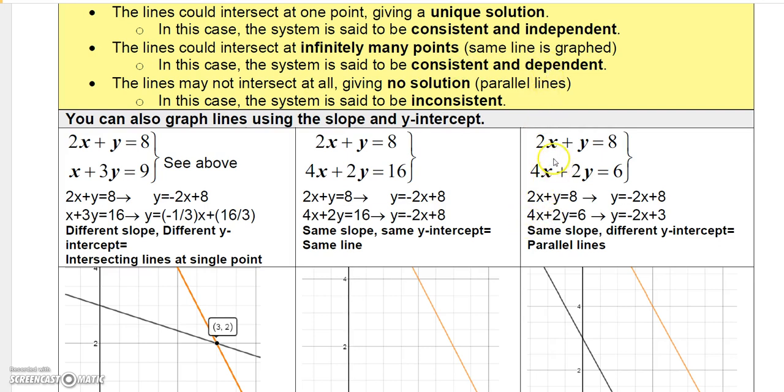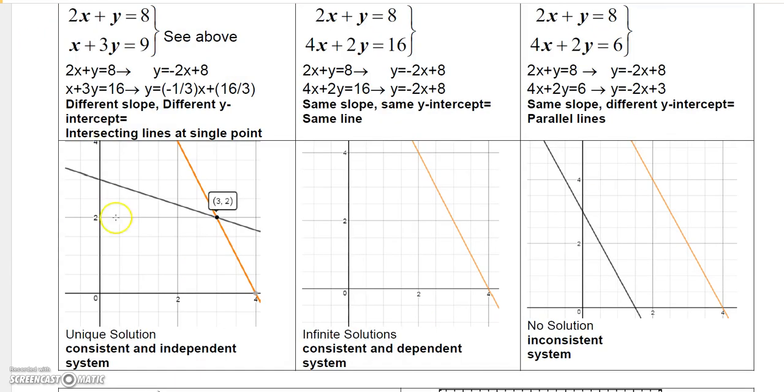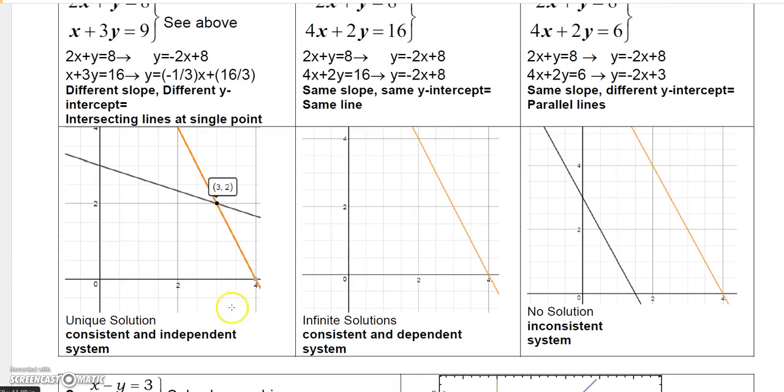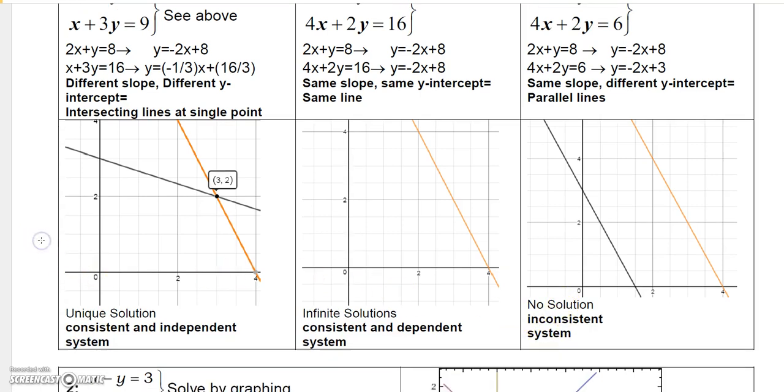The third case is that the two equations might represent parallel lines, and if the lines are parallel, there's no place where they'll intersect, so there will be no solution. If you have no solution, we say the system is an inconsistent system. You can see down here below each of these graphs, I identify the type of system you have for each one. That corresponds to what I just told you about each system.